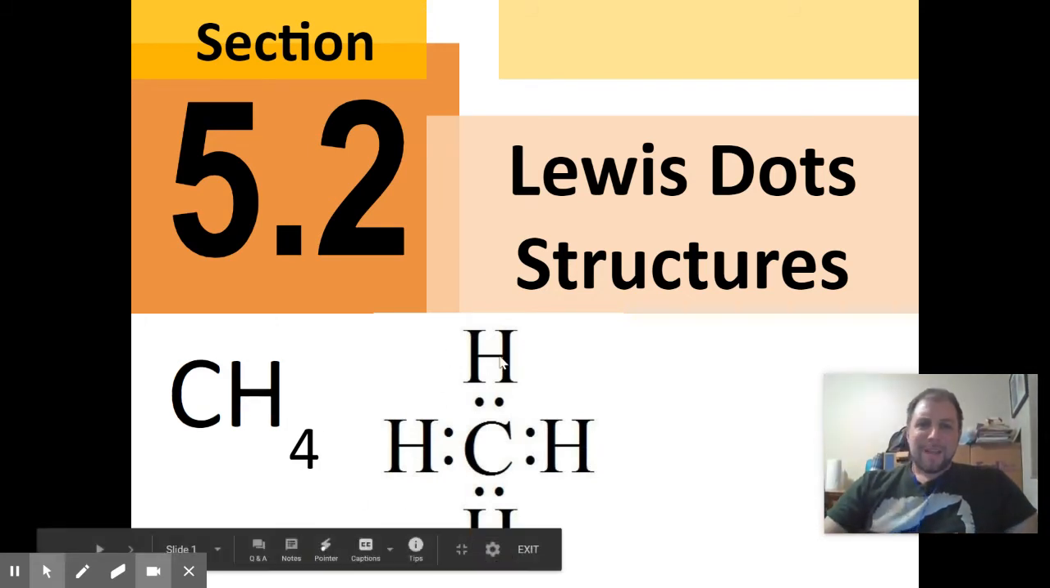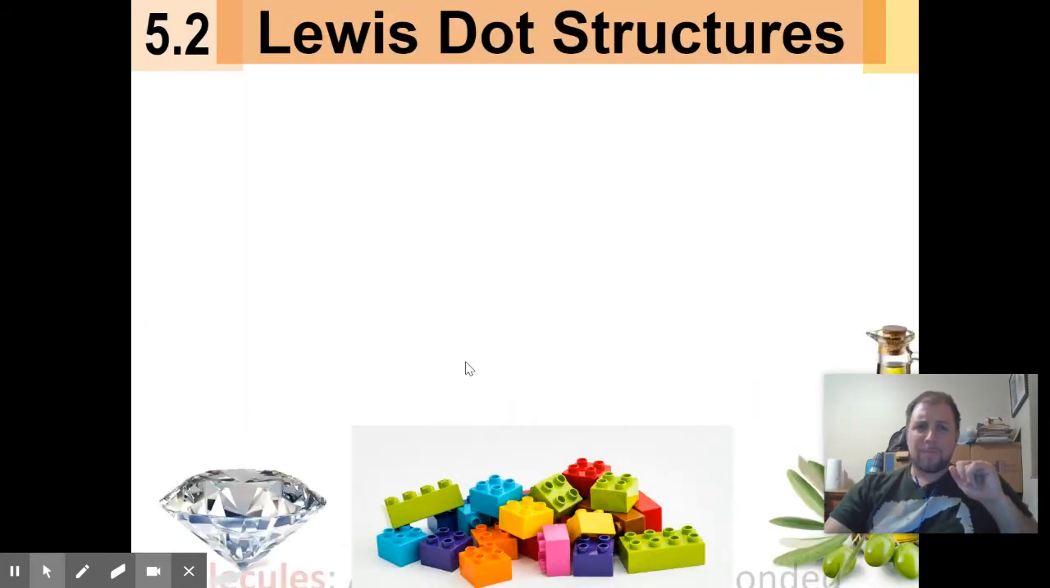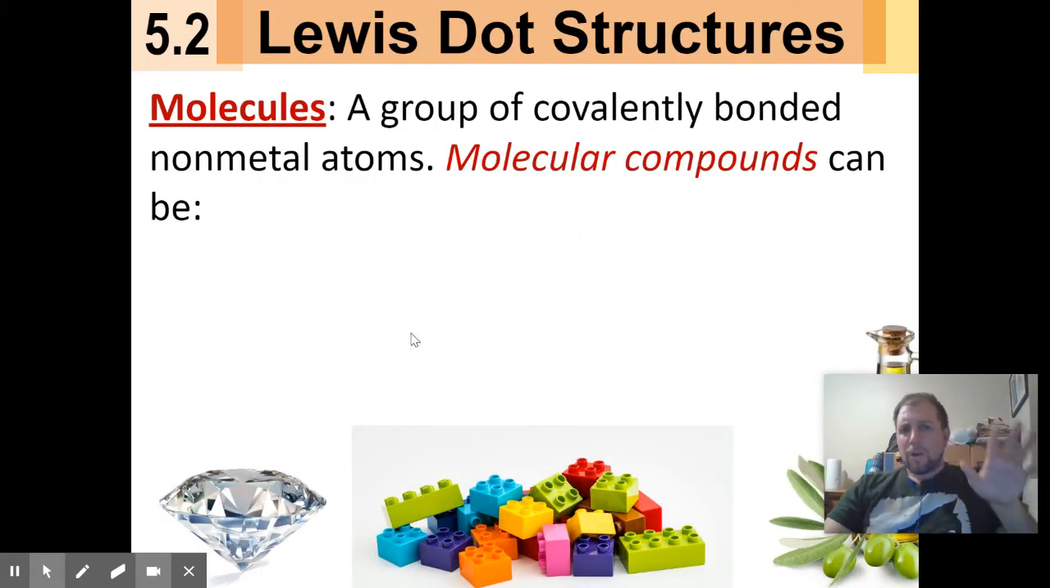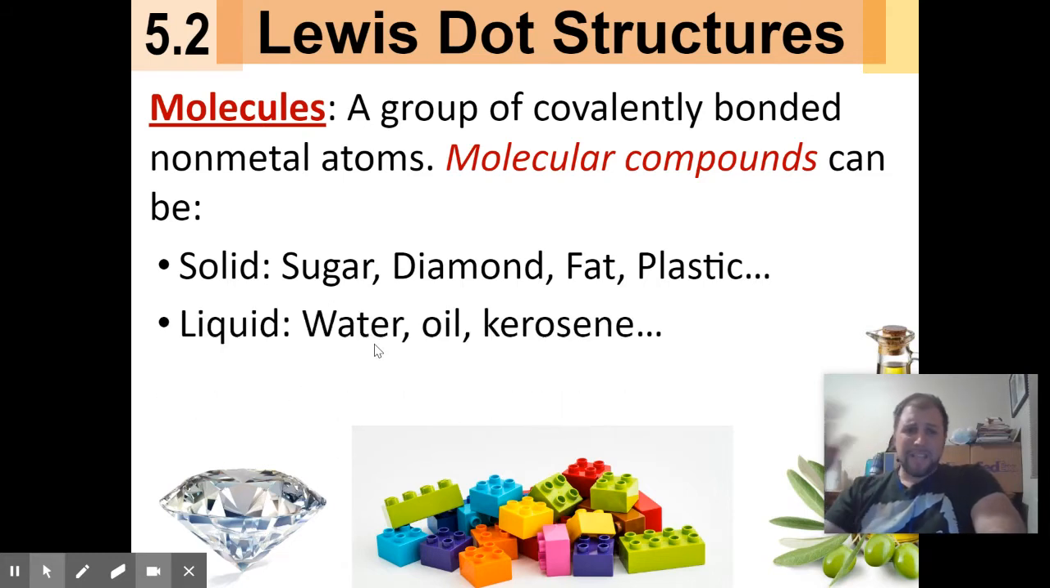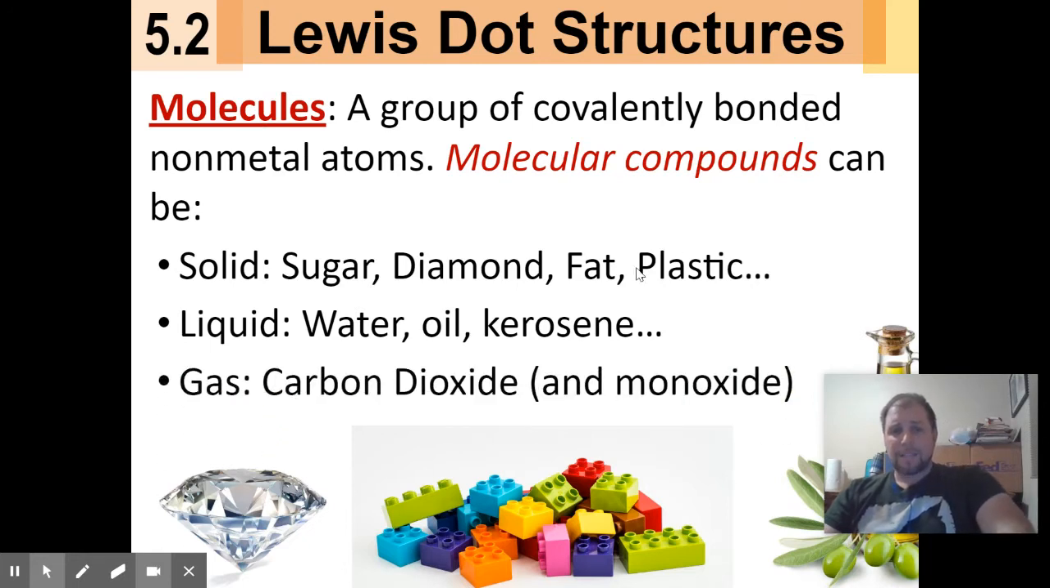All right, so here we go, guys. We're talking about Lewis dot structures today. Again, short notes. Molecules are groups of covalently bonded nonmetals, because only nonmetals covalently bond. Molecules can include solids like sugar, diamond, fat, plastic, liquids like water, oil, or kerosene, as well as gases like carbon monoxide and carbon dioxide. Any substance that is made out of covalently bonded nonmetals is a molecule.